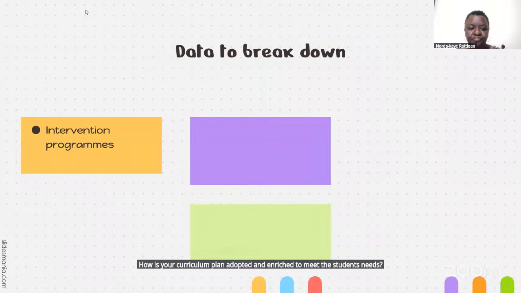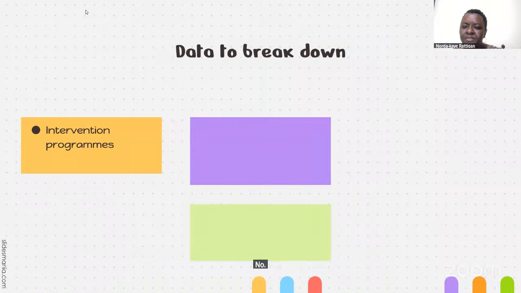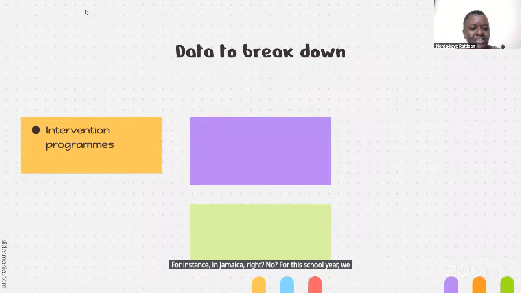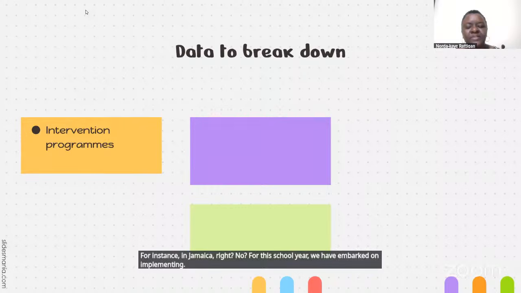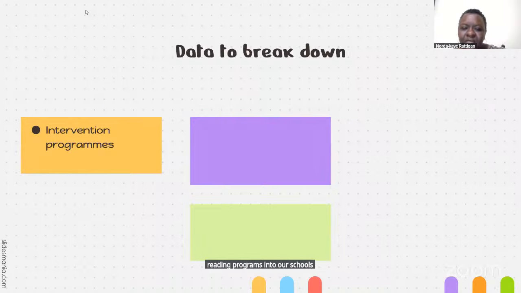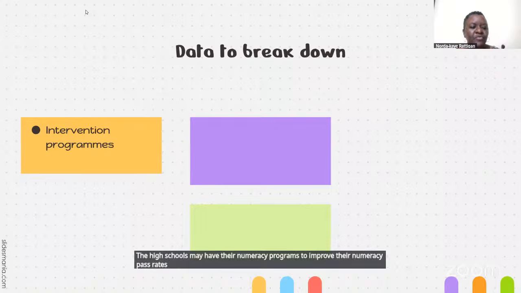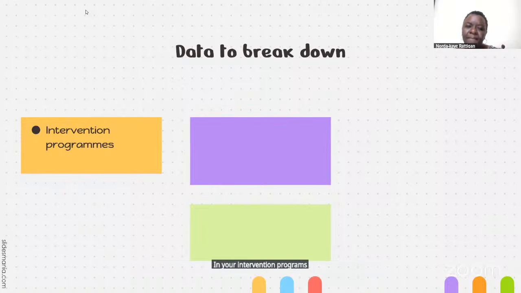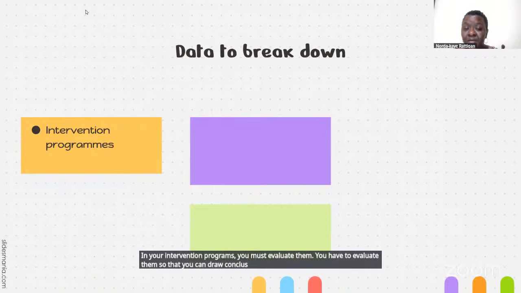Now, your intervention programs. For instance, in Jamaica right now, for this school year, we have embarked on implementing reading programs into our schools. These are intervention programs. The high schools may have their numeracy programs to improve their numeracy pass rates, stuff like those. In your intervention programs, you must evaluate them. You have to evaluate them so that you can draw conclusions to put in your school self-evaluation.